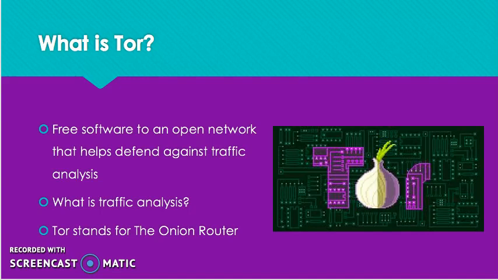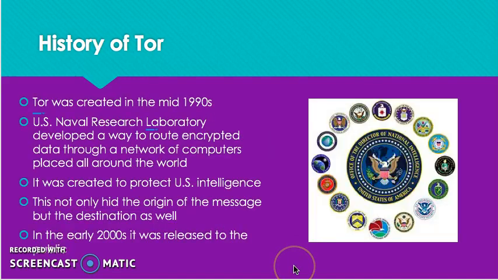So where did this begin? So the history of Tor. It was created in the mid 1990s by the U.S. Naval Research Laboratory. Developed a way to route encrypted data through a network of computers placed around the world. So this was used for us to keep security. So the data was encrypted and was sent through a bunch of different computers, so they didn't know the origin or the destination of the data. But in 2002, Tor was released to the public. So it allowed the public to use this database.